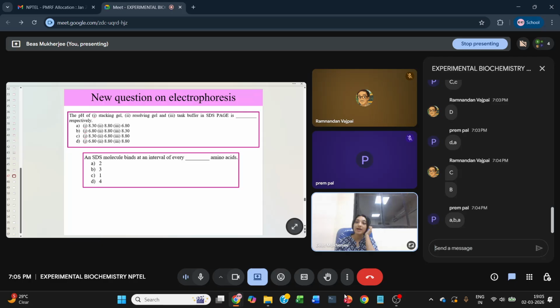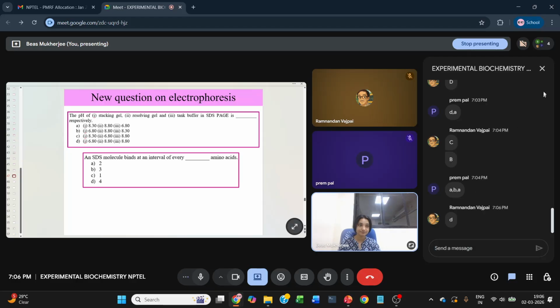Okay. Now we have pH of stacking gel, resolving gel, buffer tank. What are the three different pH? Remember stacking gel and resolving gel pH?